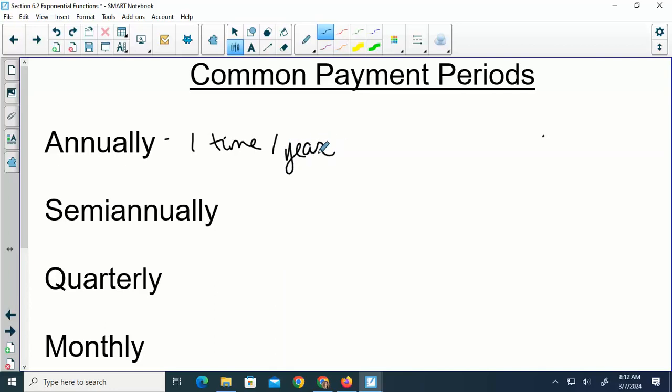Okay, what do we mean when we say semi-annually? Every 6 months. So 2 times per year. What is quarterly? Yep, every 3 months. So 4 times per year.